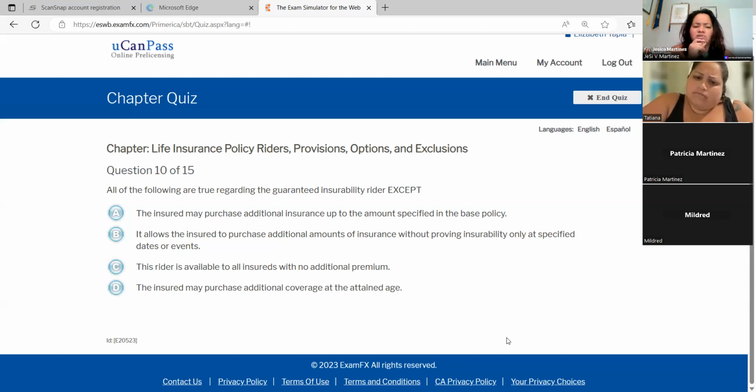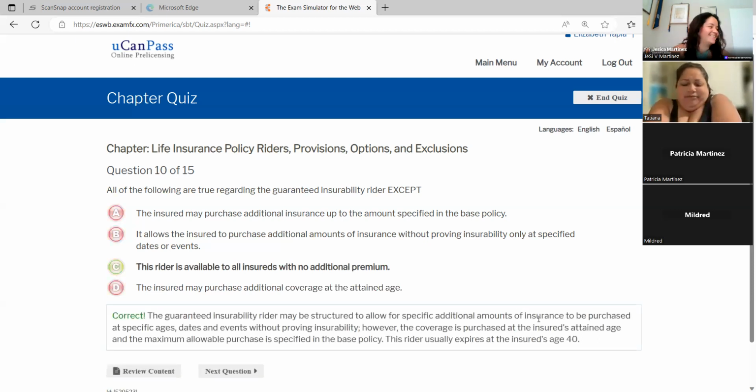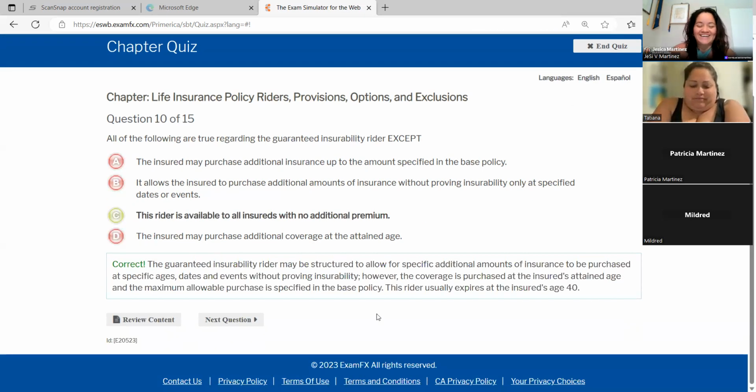I think it's C, because if you're increasing things, you have to pay more premium. And then D, the insured may purchase additional coverage at the attained age. That is right, you purchase at the attained age. Do you guys want to try C, or do you have another option that you think more strongly about? You think it's C? Hey, look at you, yes. If you're buying more insurance, they're always going to charge you more. There's no other way around it.